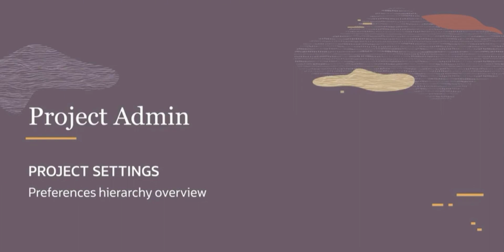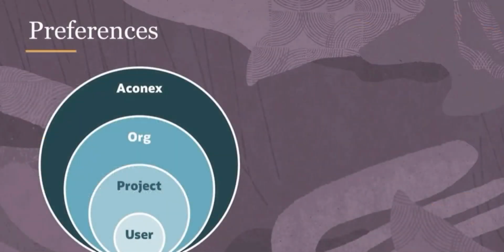If you're an org admin, you'll be looking after your organization's preferences. The preferences have a hierarchy, so let's take a look at that now. Essentially, preferences start at the top level and flow down. Not all preferences flow down because they might only relate to a specific level.